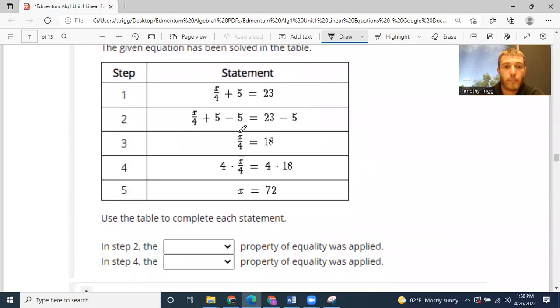Same idea here. What property was used? So here they're subtracting 5 on both sides of the equation. So which property is that? Here they're multiplying by 4 on both sides of the equation. So which property is that?